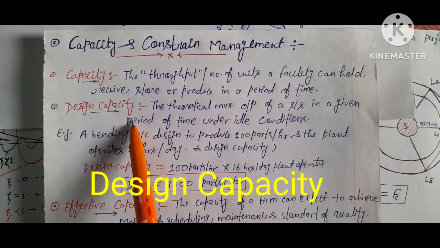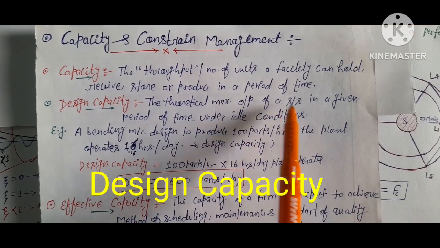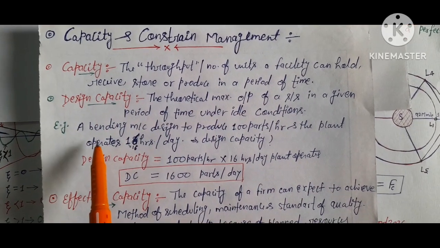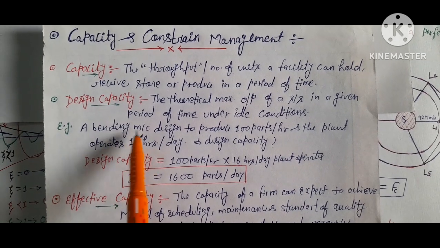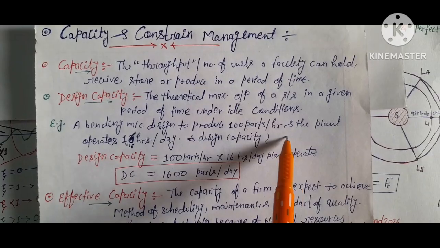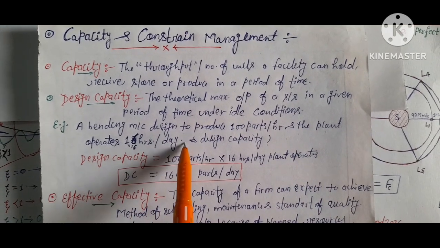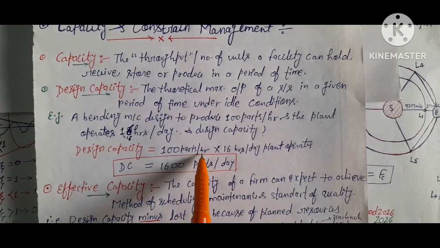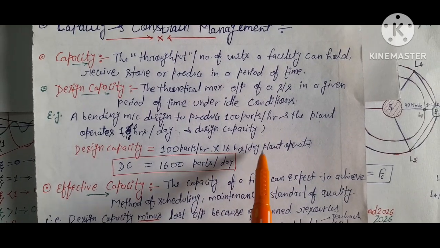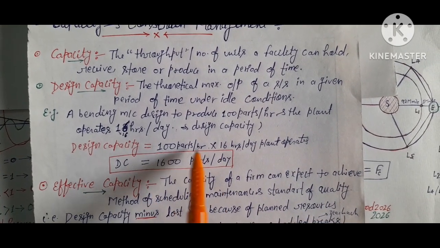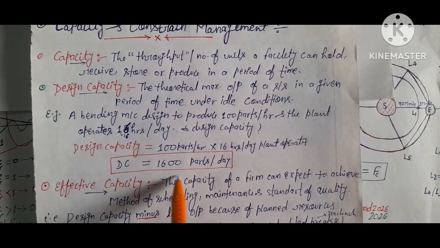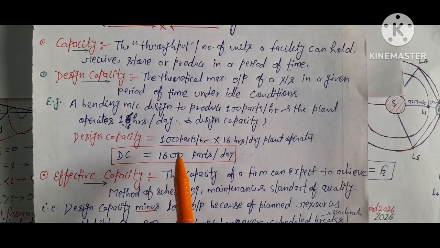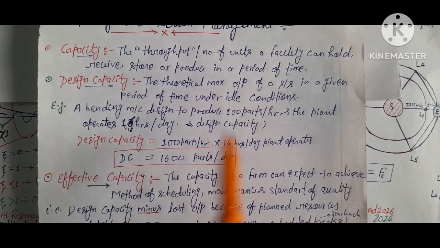Design capacity is the theoretical maximum output of a system in a given period of time under ideal conditions. That is the definition of design capacity. Example: a bending machine designed to produce 100 parts per hour, and the plant operates 16 hours per day, 2 shifts of 8 hours. So what is the design capacity? Design capacity equals 100 parts per hour times 16 hours per day, which equals 1600 parts per day. So this is the maximum production capacity of this plant, 1600 parts per day.